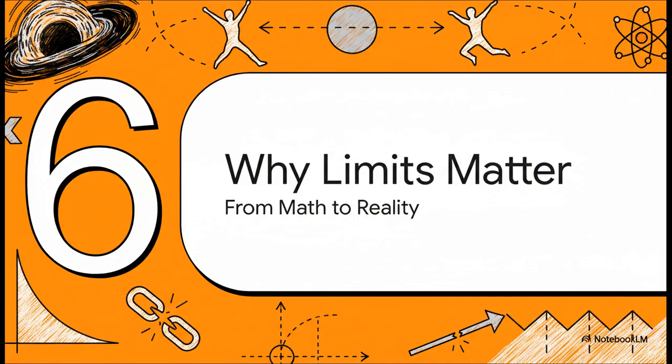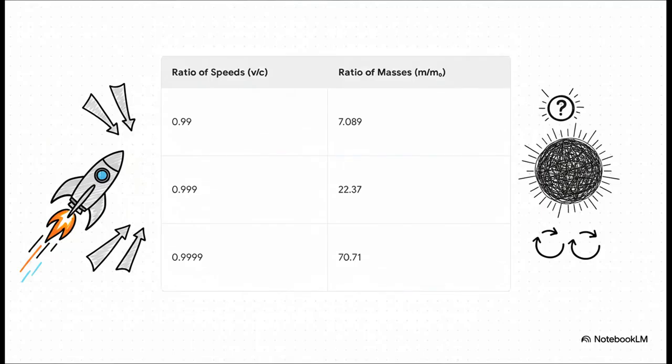Well, it turns out that limits are the language we use to describe the fundamental boundaries of our physical universe. Just take a look at this table. It's based on Einstein's theory of relativity. It shows what happens to an object's mass as its velocity, v, gets closer and closer to the speed of light, c. At 99% the speed of light, its mass is already over 7 times what it should be. At 99.99%, it's over 70 times normal. You see where this is going?